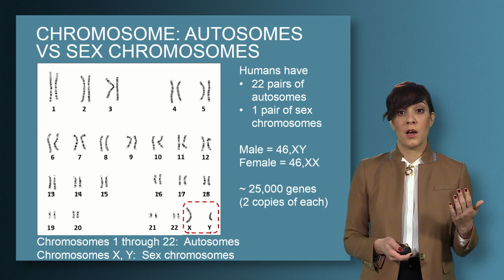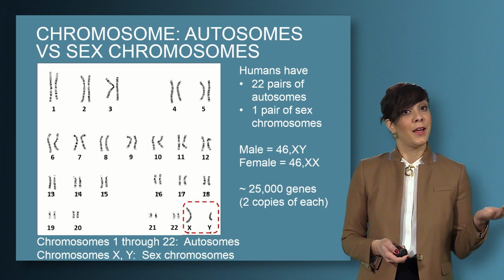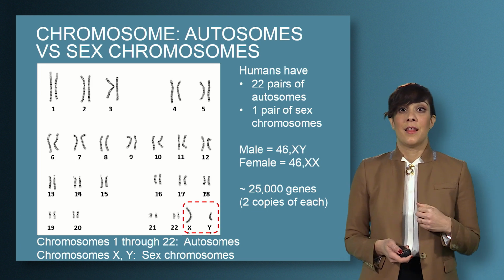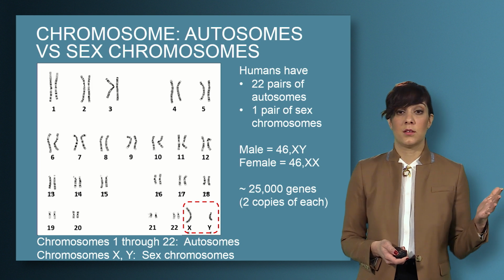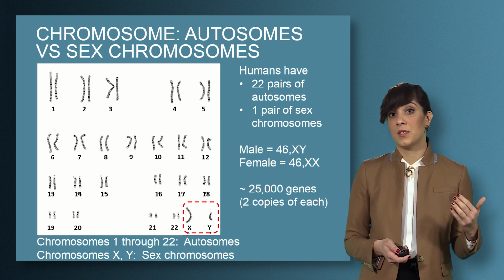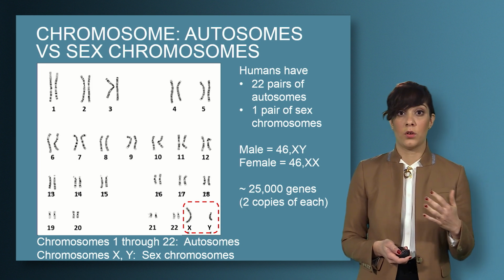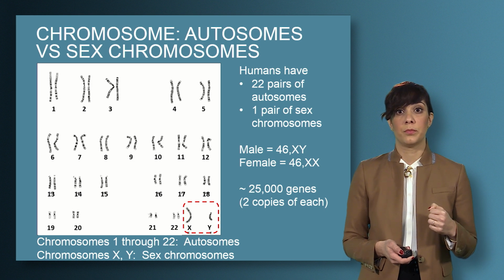You get 1 copy from your mom and 1 copy from your dad. Scattered over the chromosomes are 25,000 genes, where you actually have 2 copies of each gene, as I mentioned, because you have 2 copies of each chromosome.